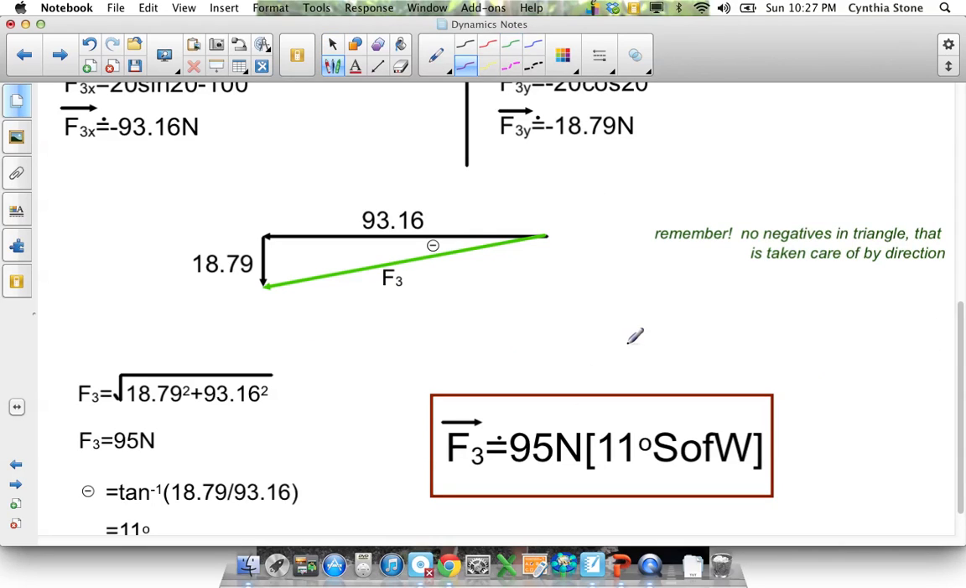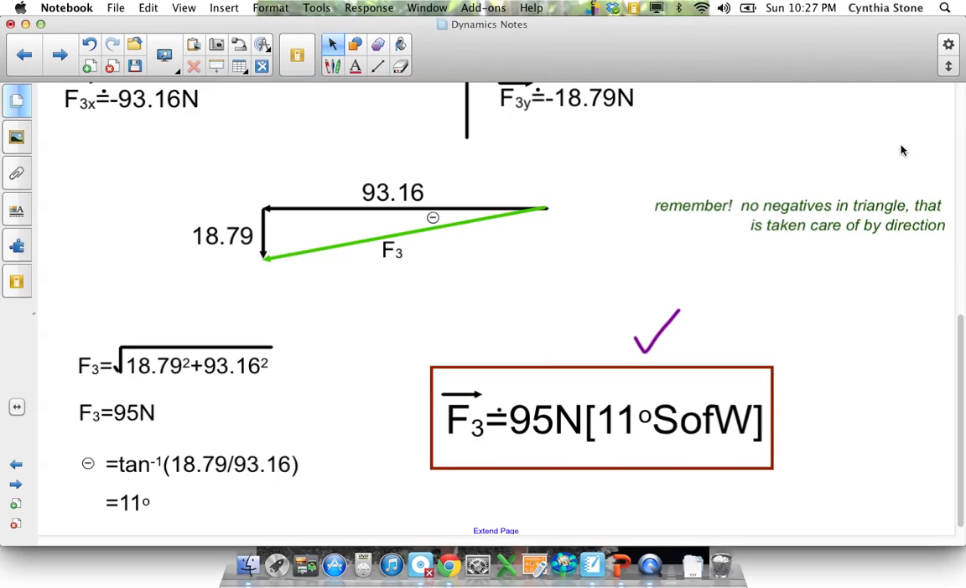And that's just our first little example of static equilibrium in two directions. And we're going to do another example coming up.